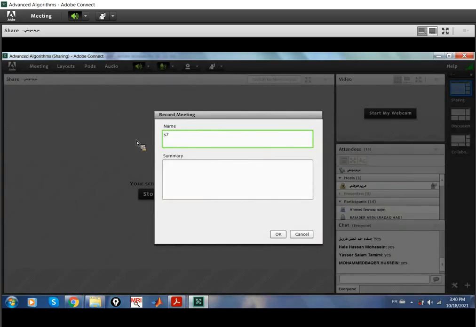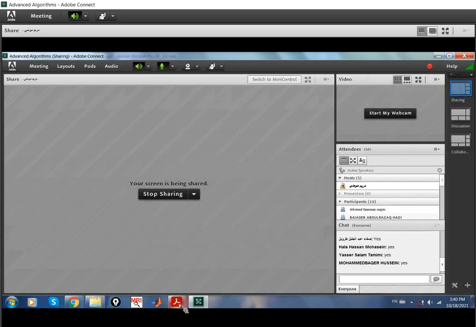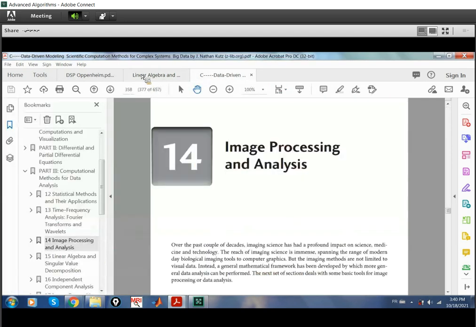It is the seventh session. Okay, in the name of God, we start our seventh session. This session we want to talk about linear algebra and singular value decomposition. This topic is related to reference C, part 3.